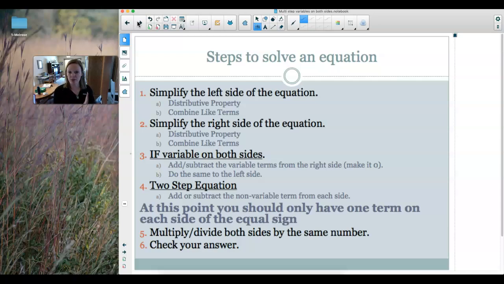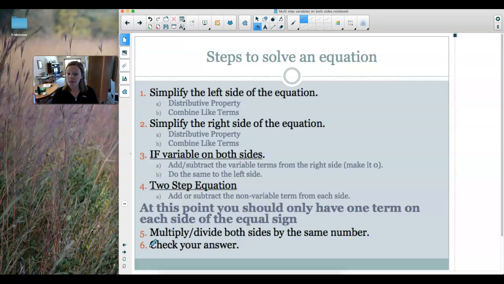So first of all, simplify the left-hand side of the equation. Use the distributive property if you have to, combine like terms. Then simplify the right-hand side. Same thing, distributive property and combining like terms. If you have a variable on both sides, you need to get rid of it from one side and move it to the other. Okay, and do the same to the other side. What you do to one side, you do to the other. And then you have that two-step equation, okay? So you get rid of the constant from one side, and then at that point, you just have one term on each side, and you multiply or divide to get your answer.